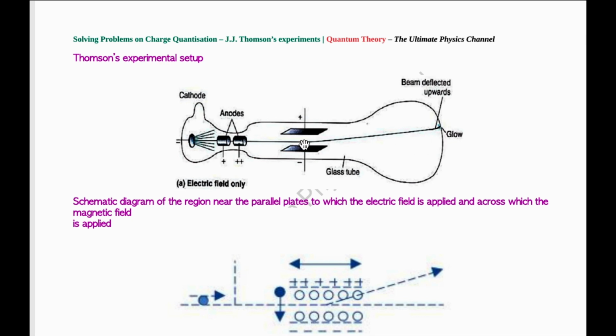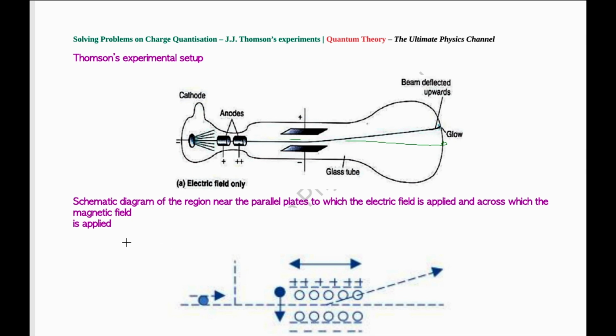And due to the influence of this electric field, the electron beam bends, in this particular case, upwards and then hits the screen somewhere on the top. But when the electric field is switched off in this region, the beam goes straight and hits the screen at the center here.